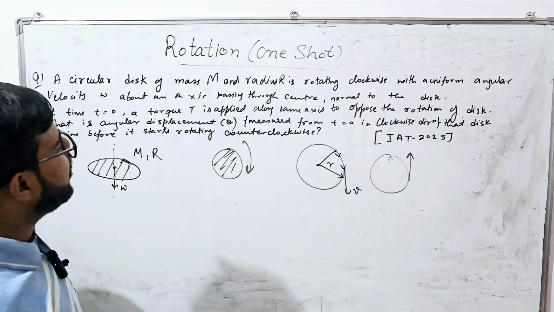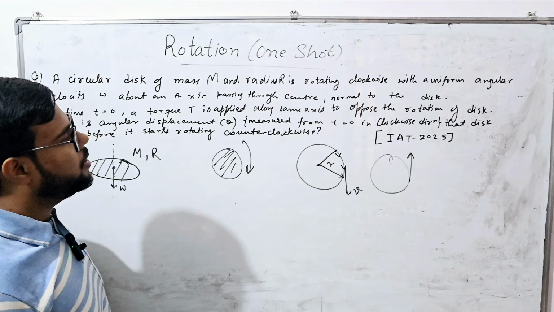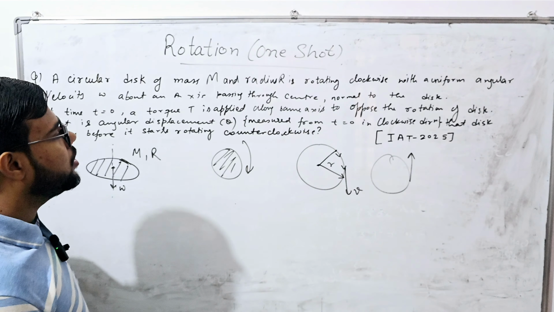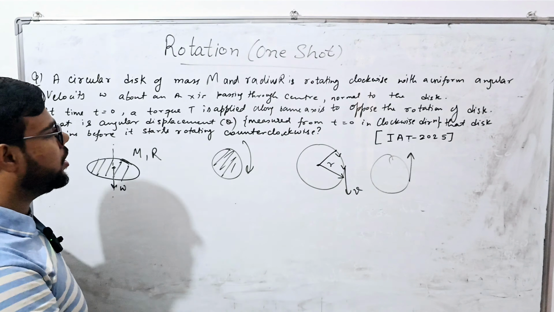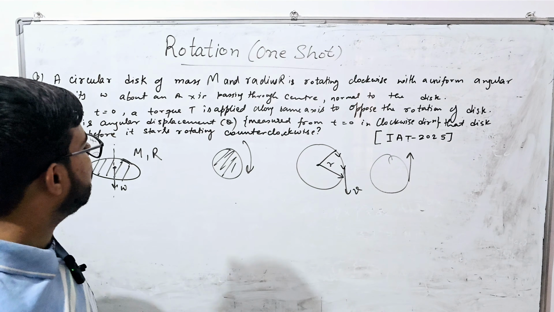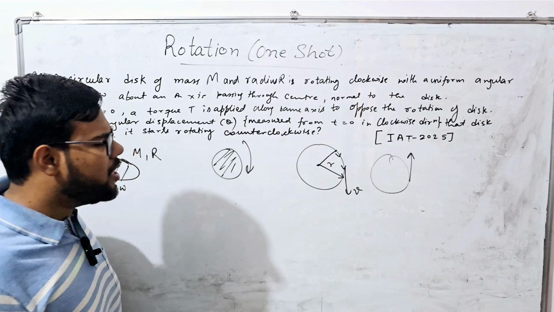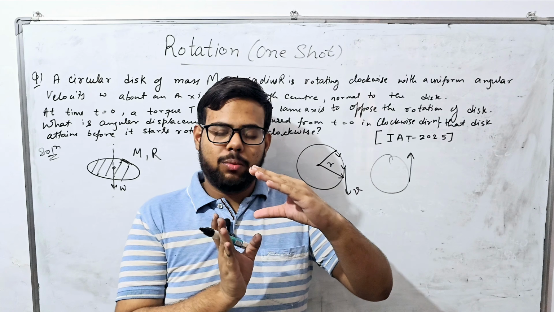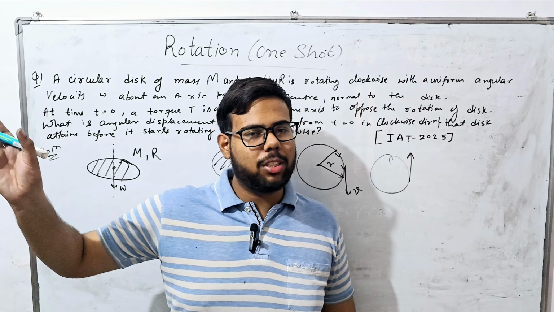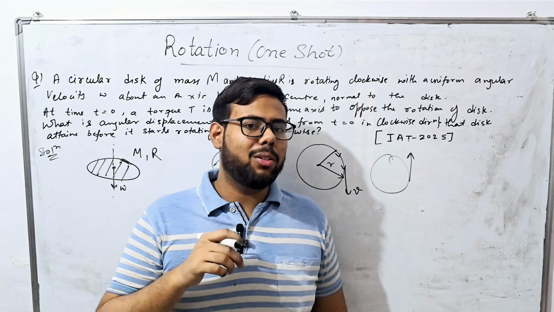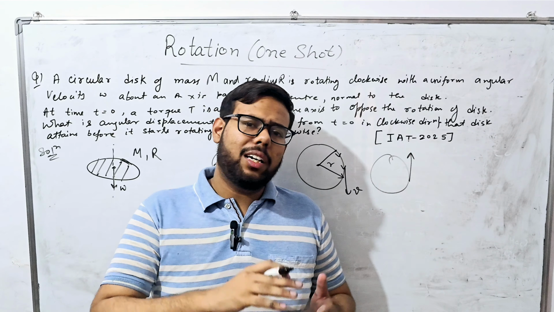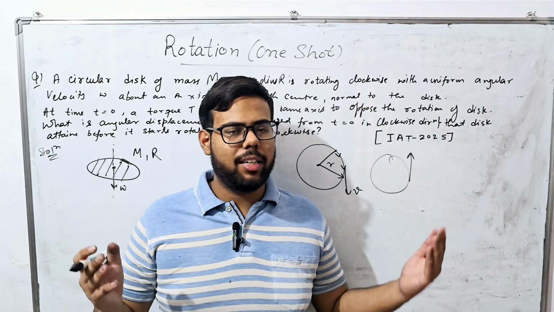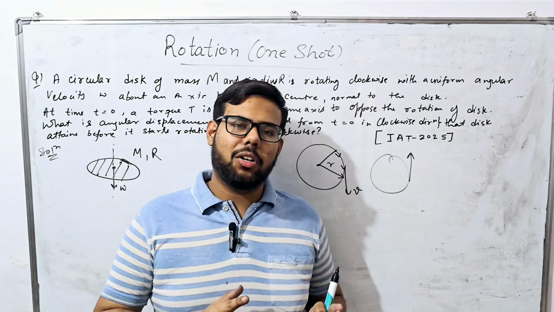At time t equal to 0, a torque is applied along the same axis to oppose the rotation of the disk. What is the angular displacement, measured from t equal to 0 in the clockwise direction, that the disk attains before it starts counterclockwise motion? Currently the disk is rotating clockwise, so we apply a torque to oppose its motion. In linear motion we apply force to stop or start motion; here, to increase or decrease omega we apply torque. There's a difference between linear and rotation, right?